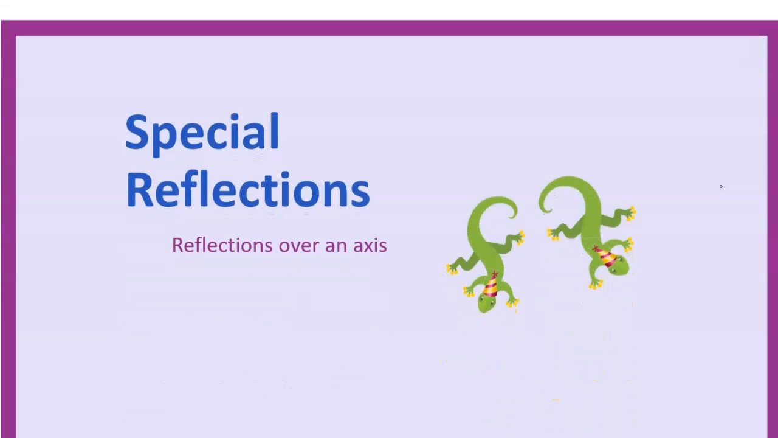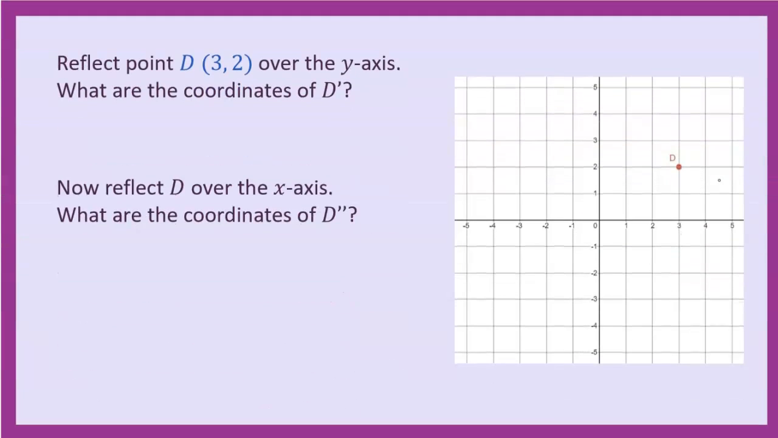So let's look at special reflections first. Reflections over an axis. We'll start off with an example. We have point D here. Point D is at 3, 2. And we're going to reflect that over the y-axis. Now we may remember that these reflections over the y-axis or over any axis are pretty easy because it's just the same distance away, right? So we know it's 1, 2, 3 over here. Reflection on this side will be 1, 2, 3. And there's our image, D prime. It's asking us what the coordinates of D prime are, so that's negative 3, positive 2, it looks like.